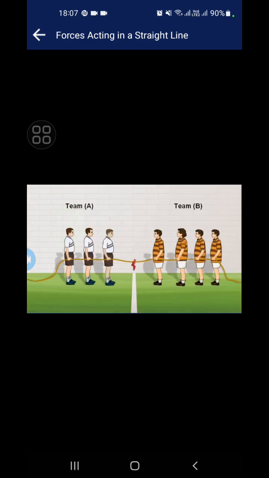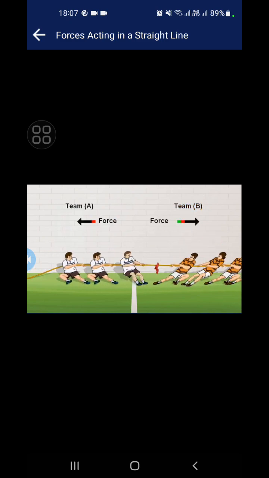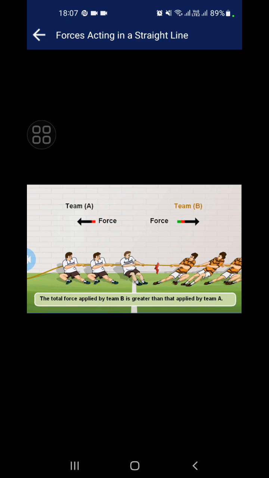Now what will happen if two more players are added to Team B, and each of the new players pull on the rope with the same force as the additional player from Team A? The extra pull exerted on the rope by the additional players would move the rope towards the direction of Team B. This is because now the total force applied by Team B is greater than that applied by Team A.